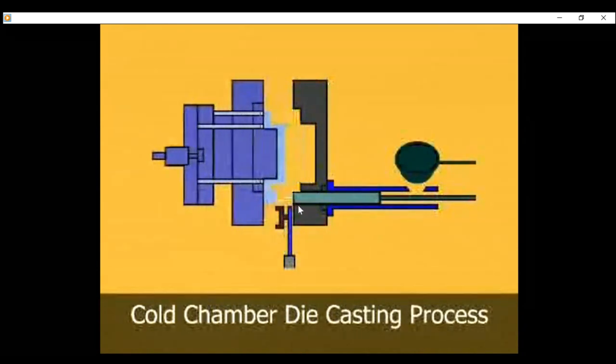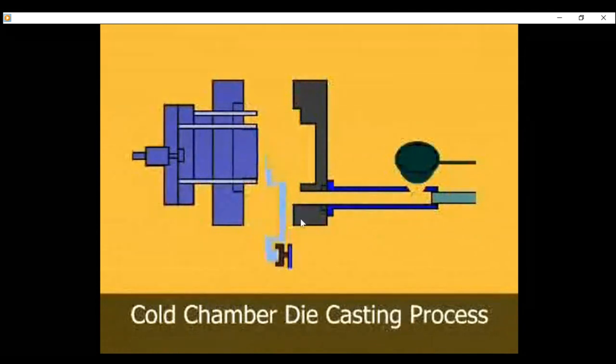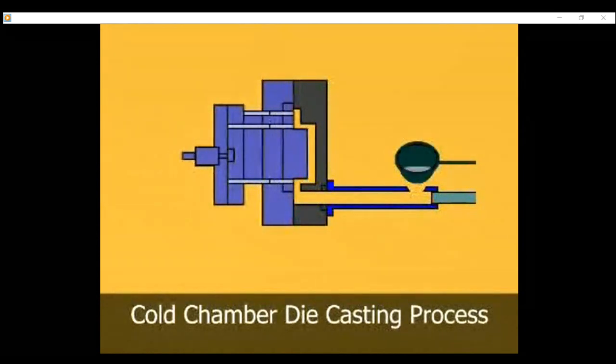You maintain the pressure, and then you open when solidification happens. You open it, take the part out. This one releases, and then oiling, and repeat the process again and again for several times.